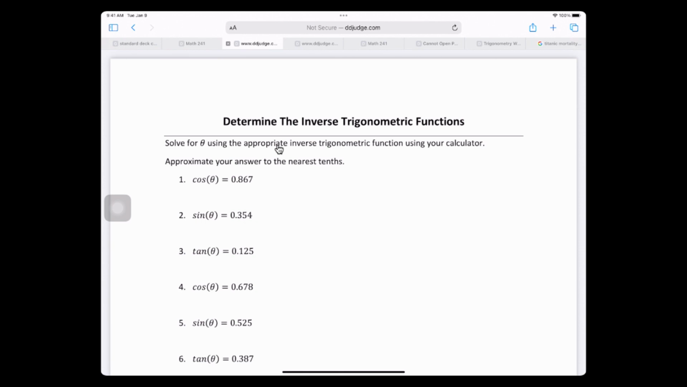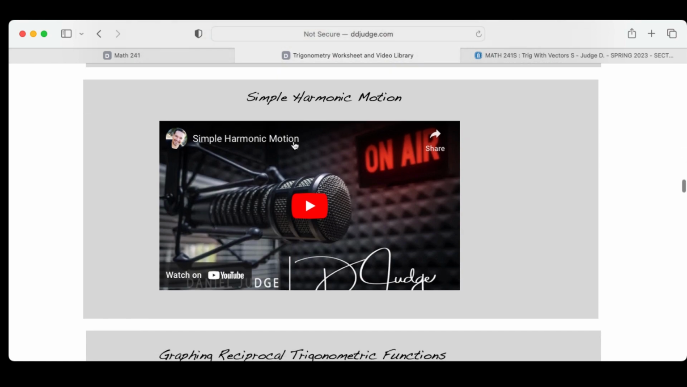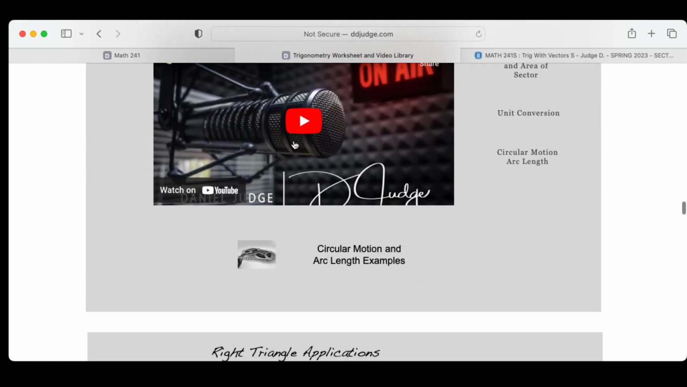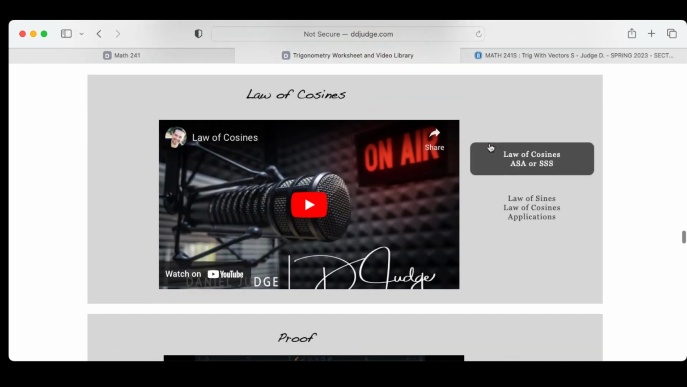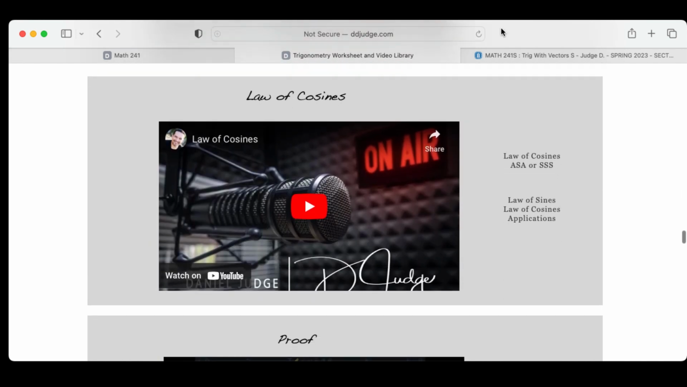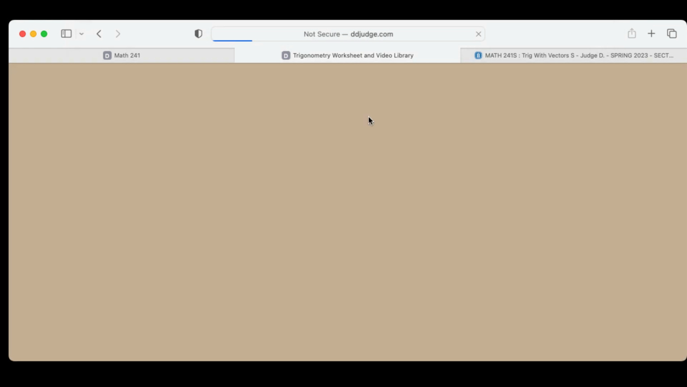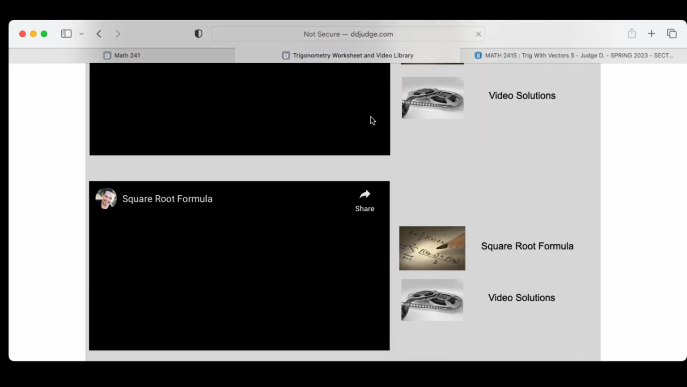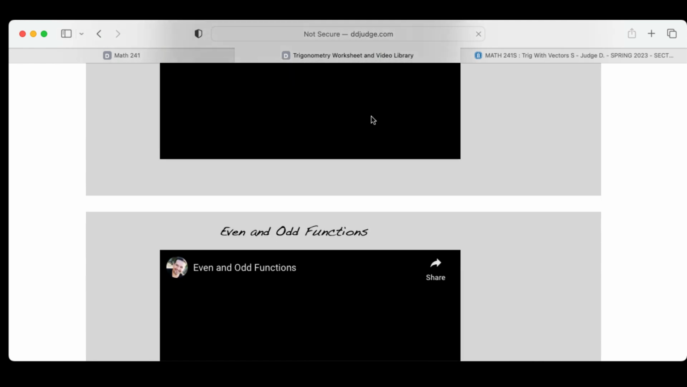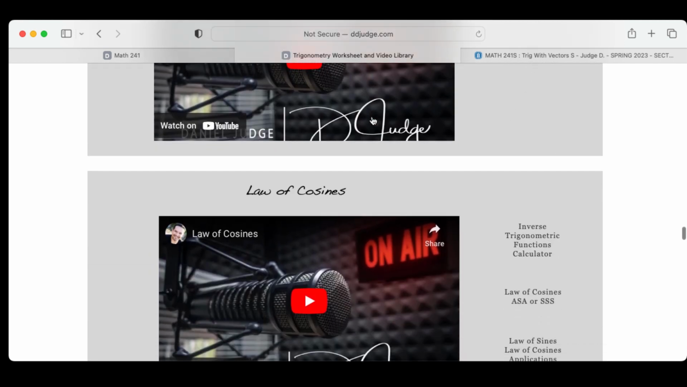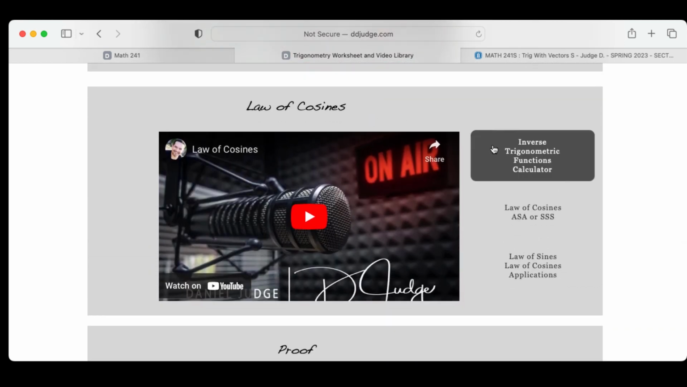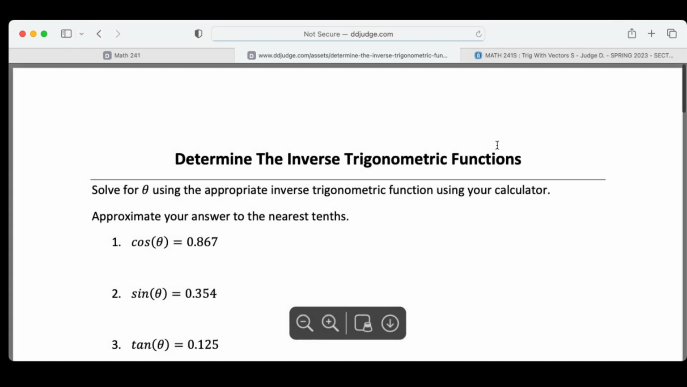But what I have here, let's find it. Let's go all the way down. Let's go to the browser so you guys can see what I'm doing. Maybe we have to hit refresh. Yep, hit refresh. There we go. Under log cosines, I did a general worksheet here for you guys.